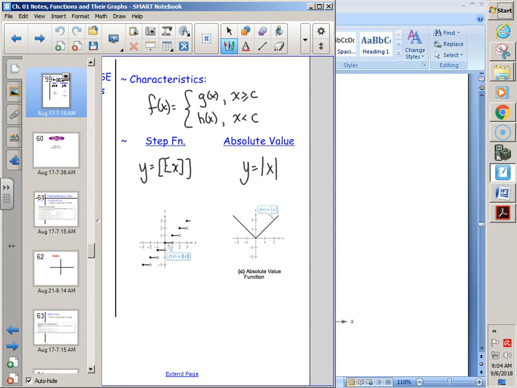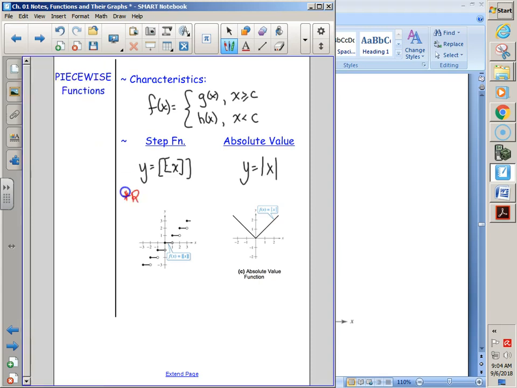The easiest way of remembering what he does is he rounds down to the greatest integer. And last year you guys might have called it the greatest integer function. Did you guys see the steppy one last year? Oh, okay. That's all right. Rounds down to the greatest integer in the value.